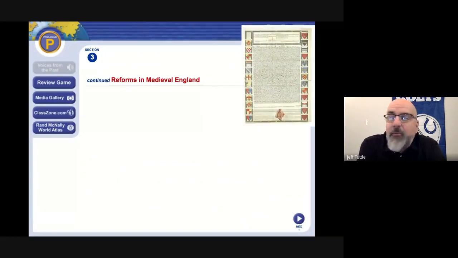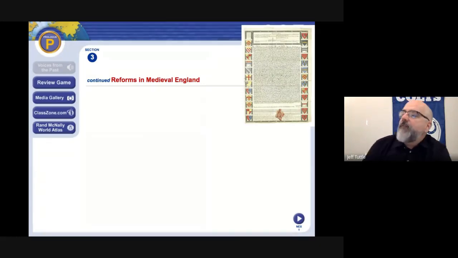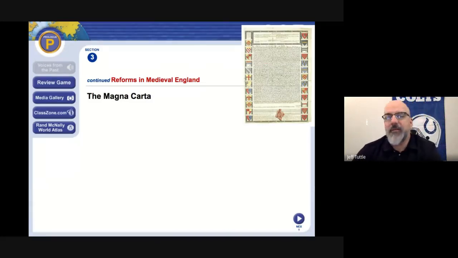Now we're going to fast forward a couple hundred years to a not as good king and to a very famous piece of paper right here. And it's called the Great Charter, or in Latin, Magna Carta.